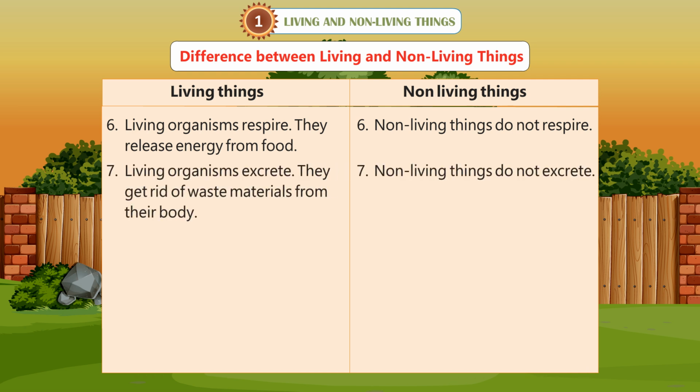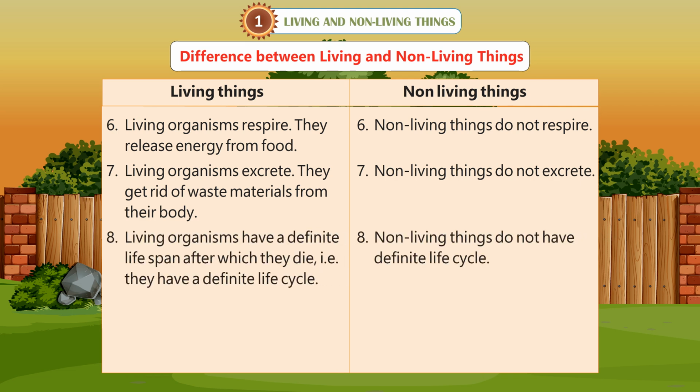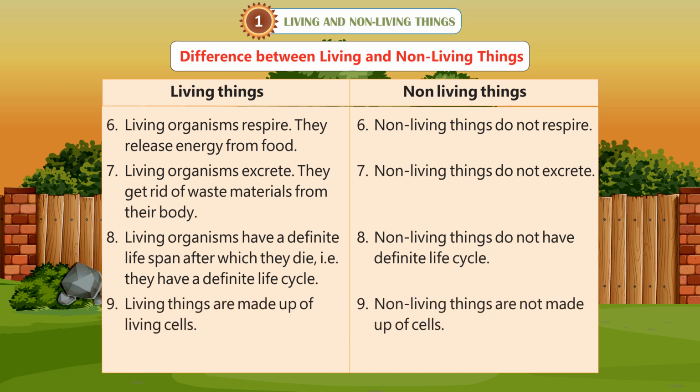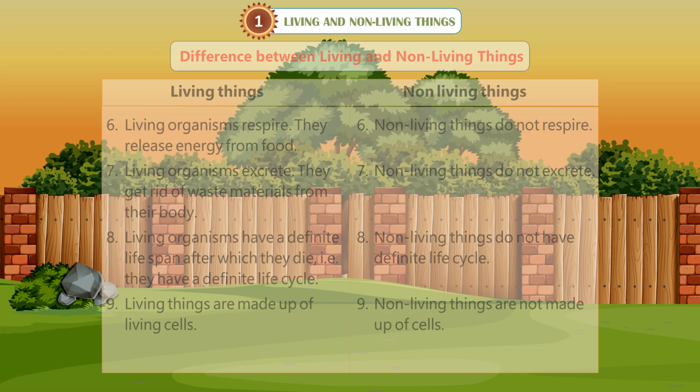7. Living organisms excrete. They get rid of waste materials from their body. 7. Non-living things do not excrete. 8. Living organisms have a definite lifespan after which they die. That is, they have a definite life cycle. 8. Non-living things do not have definite life cycle. 9. Living things are made up of living cells. 9. Non-living things are not made up of cells.